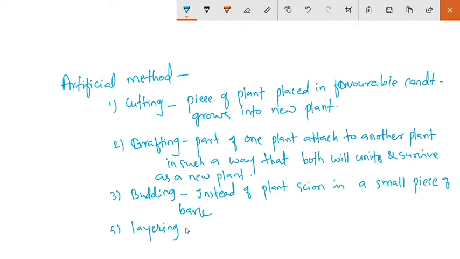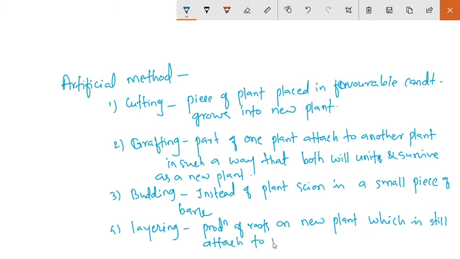The fourth is layering. Layering means the production of roots on a new plant or daughter plant which is still attached to the mother plant.